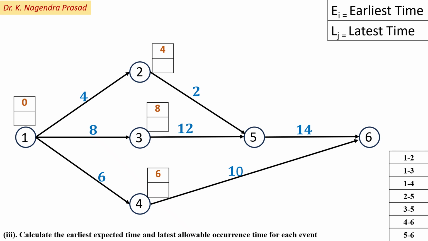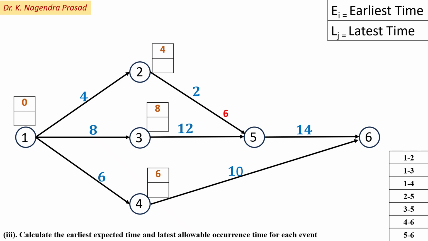So next activity is 2 to 5, start at the event 2 which is 4 and end at the event 5 which is 4 plus 2, equal to 6. So here observe, event 5 is the merge event for the activities 2 to 5 and 3 to 5. So we have to consider the finish time as the maximum finish time of activities 2 to 5 and 3 to 5. For the finish time, activity 2 to 5 is 6.